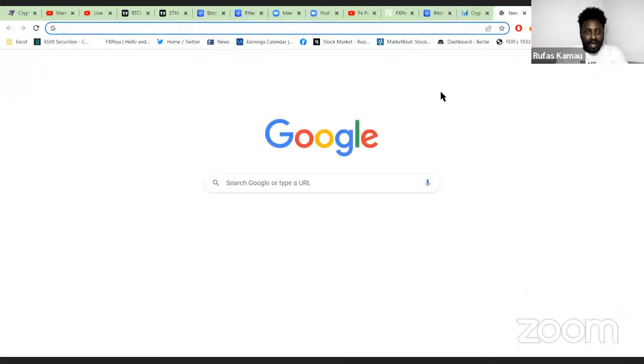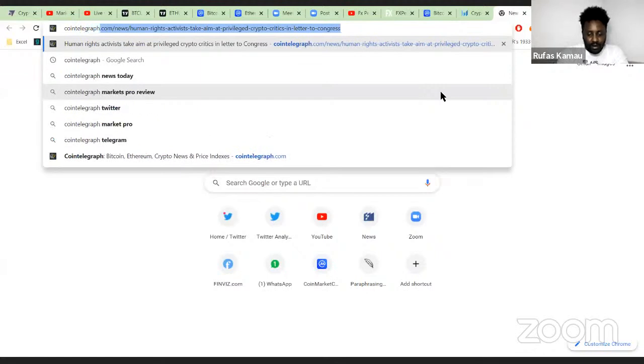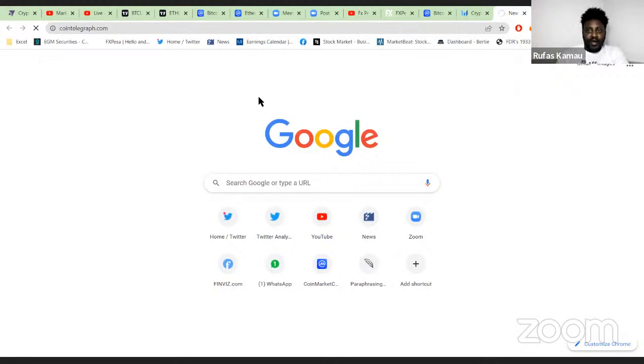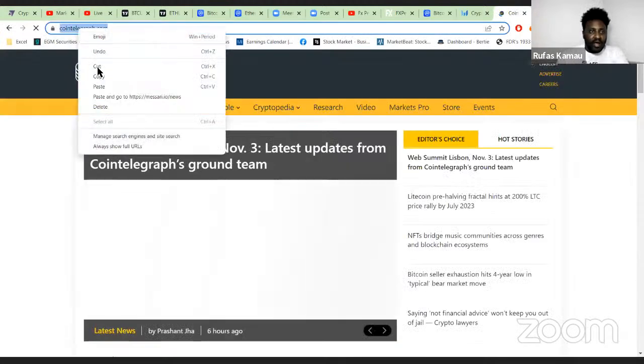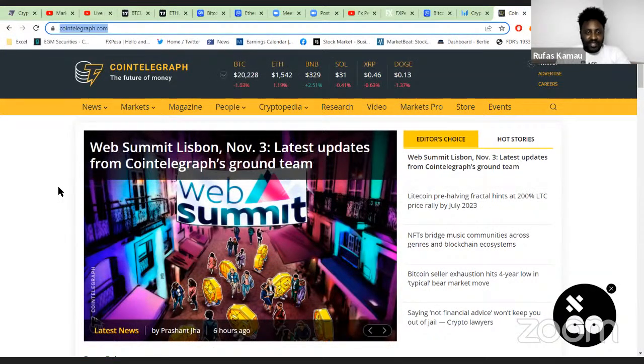At the same time, we have Cointelegraph.com. This is also another news website dedicated to cryptocurrency coins. From here, you get to read a lot of content on what's happening around the cryptocurrency space and use this information to your advantage.